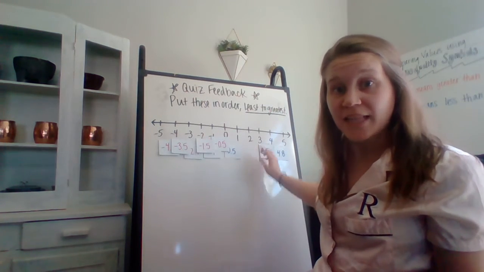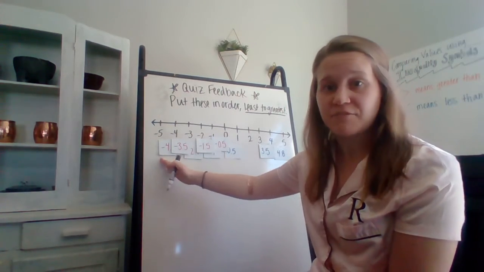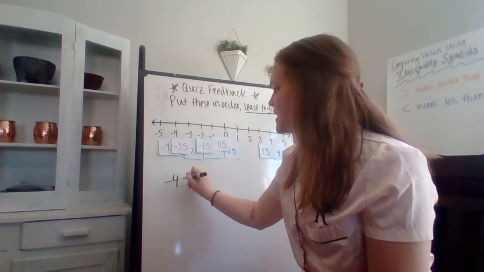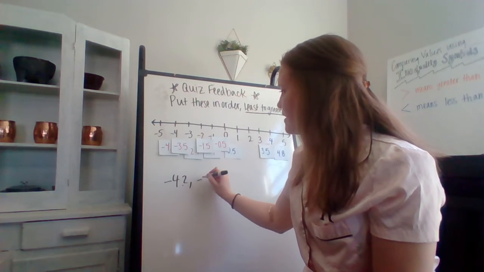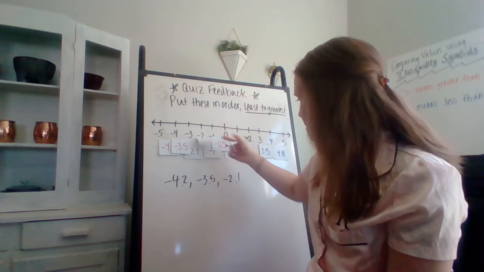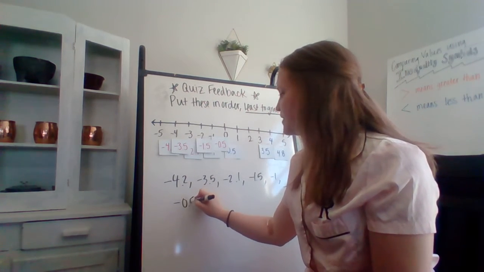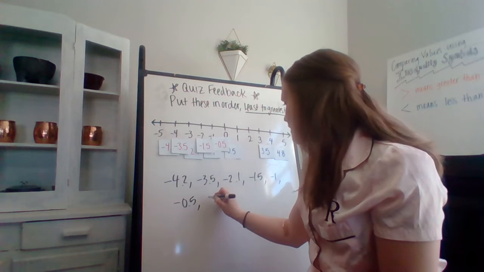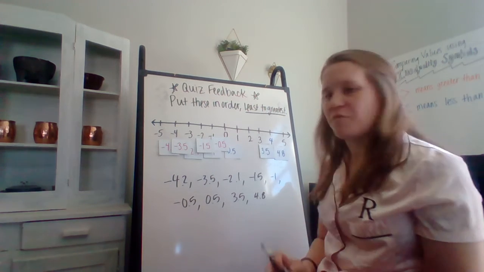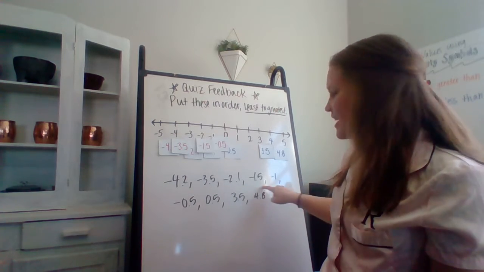So now that I've put them on the number line, I have them in order from least to greatest. So when I'm answering this question, now I can write from left to right, from least to greatest. The least number in the list was -4.2, then -3.5, then -2.1, -1.5, -1, -0.5, and then my positive numbers, 0.5, 3.5, and 4.8.